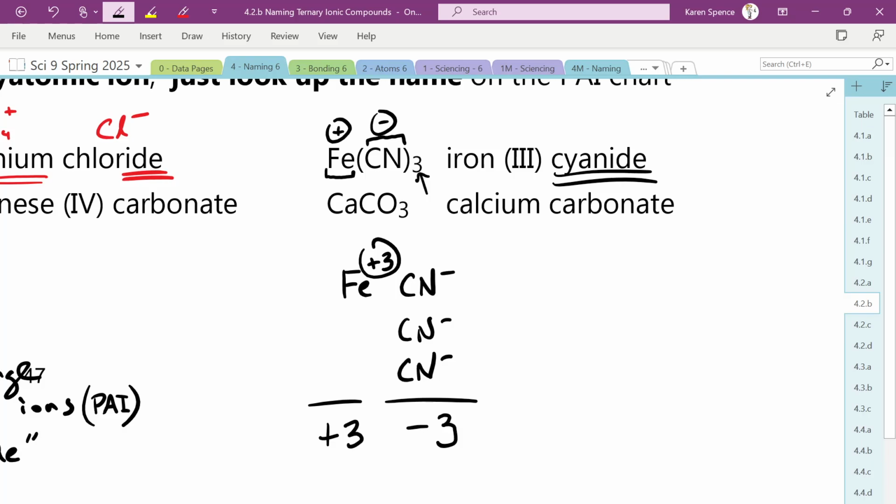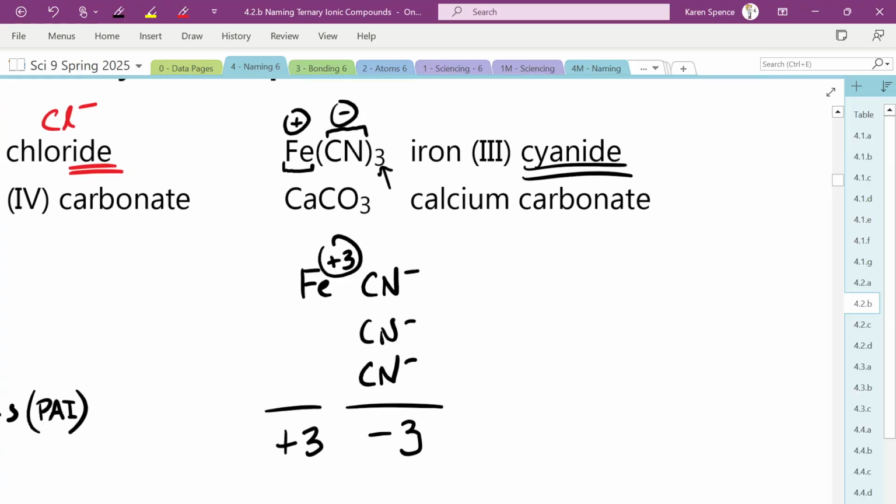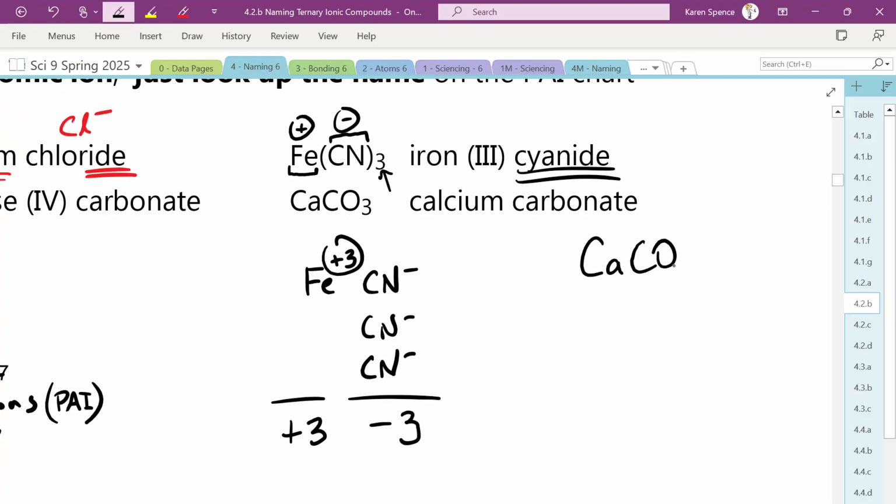The tricky one is this CaCO3, because it doesn't have brackets around the polyatomic ion. So you do have to just say, there's my metal. So that's my positive ion. That means everything else is the negative ion, okay? CO3 is carbonate. We already looked that up. It has a 2 negative charge. Oh, I guess we don't even need to give it a Roman numeral because calcium is not in the red zone. So no Roman numeral for calcium carbonate.